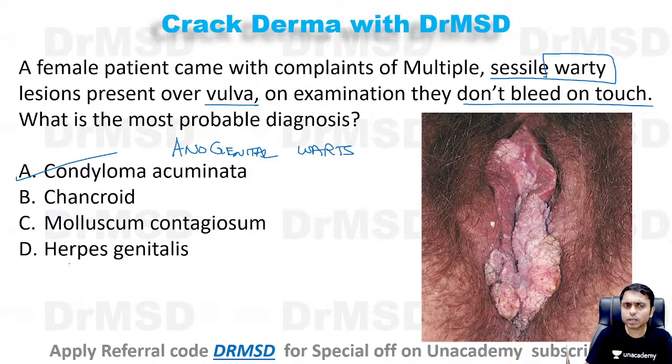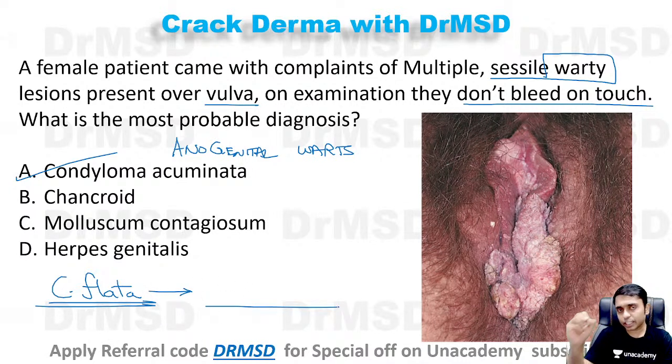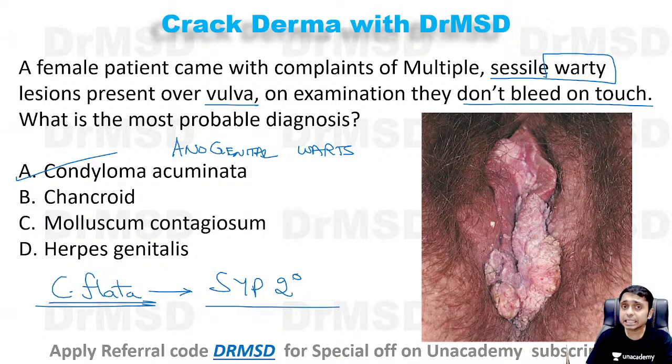Okay, and there is one more confusing term called Condyloma lata. So I remember it as Condyloma flat. Can anyone tell me in which infection we can see Condyloma lata lesions? Yes, anybody? Condyloma lata, it is seen in, yes, very good. So it is seen associated with secondary syphilis. So to be precise, it is secondary syphilis in which we can see Condyloma lata.